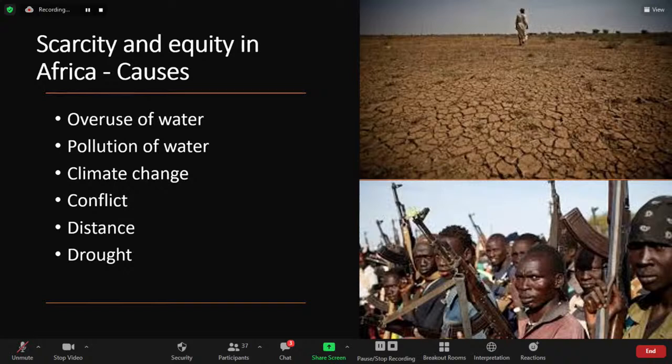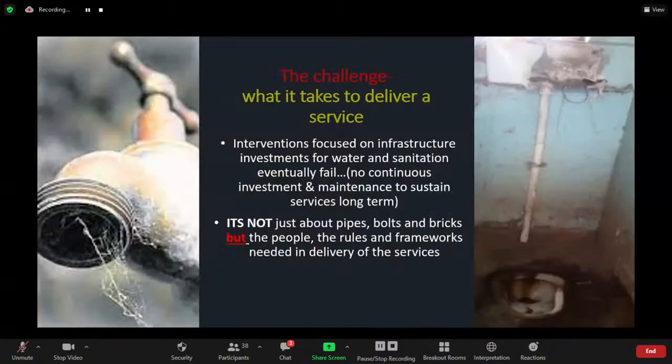also access by animals. Then we've seen issues related to distance, where most communities live far away from sources that have been developed. So they have to walk long distances even to access water from natural sources like rivers, and drought by itself has also compounded access to water for many households.